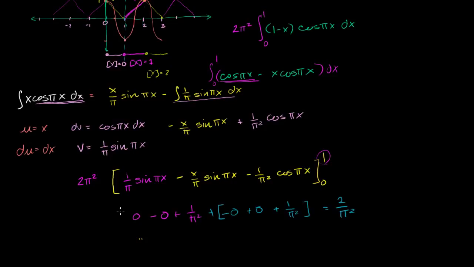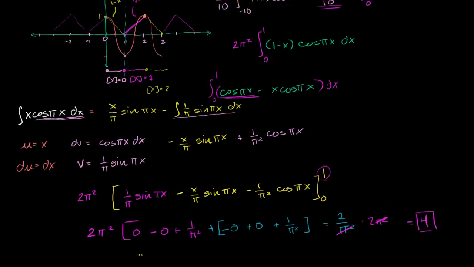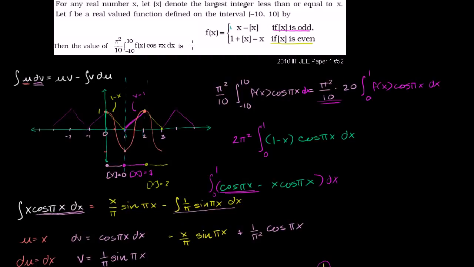But we can't forget that we were going to multiply this whole thing times 2 pi squared. That's this thing out front here. And so the pi squared cancels out the pi squared. We're left with 2 times 2, which is equal to 4. And we're done. This thing that looked pretty complicated just evaluates out to 4.